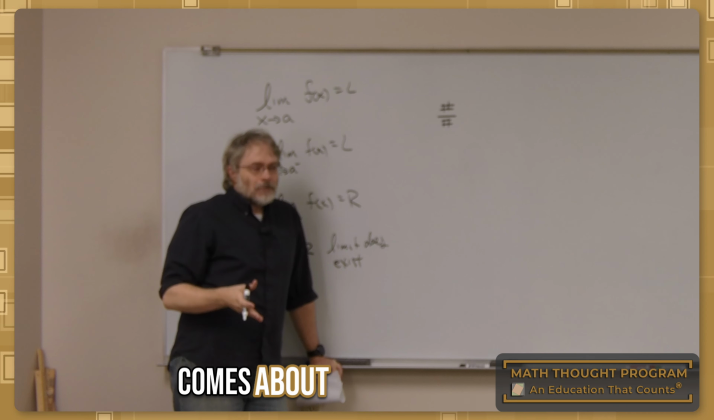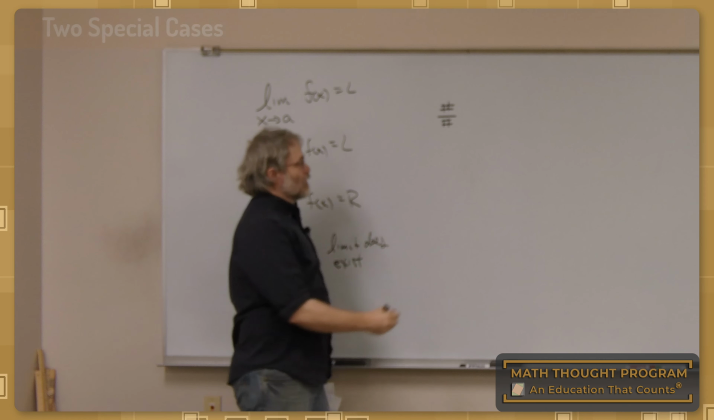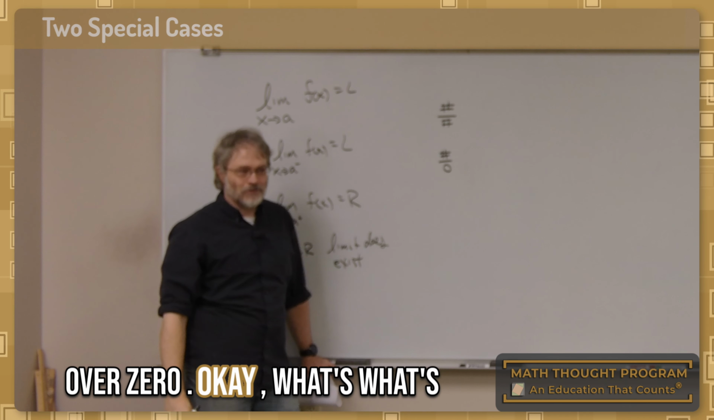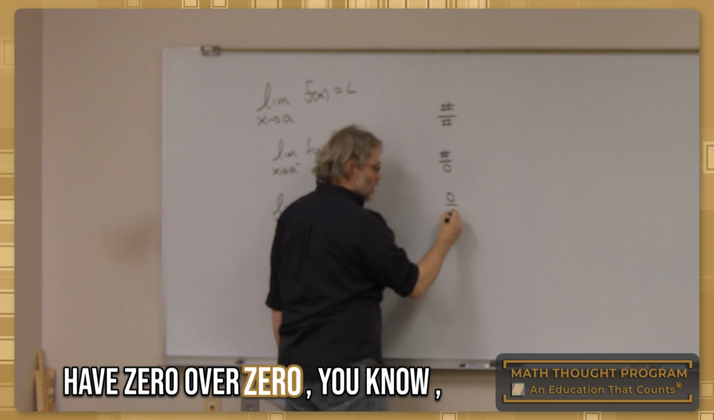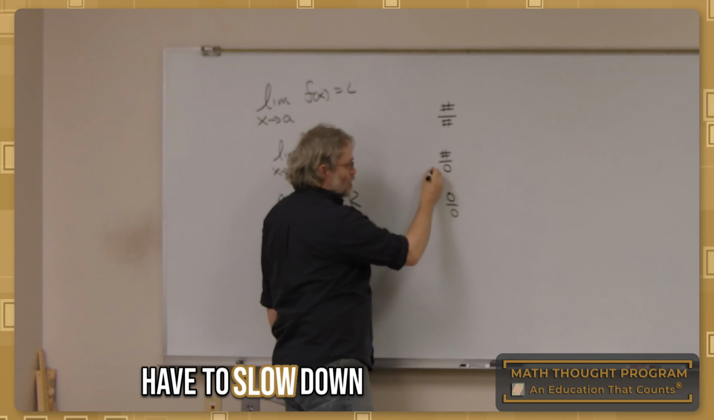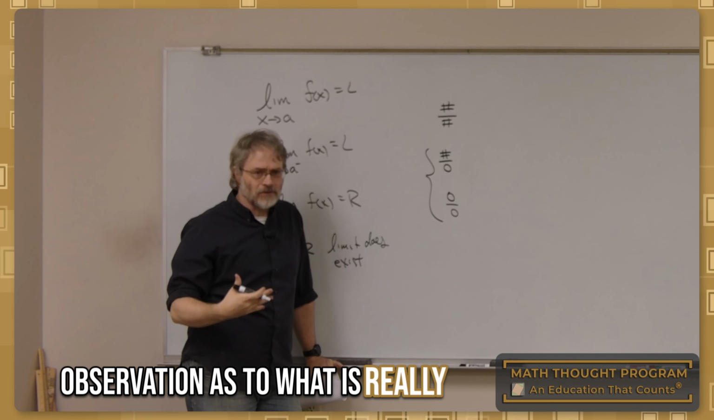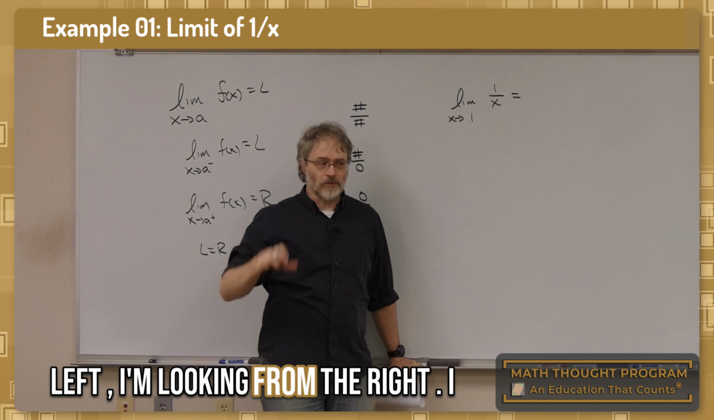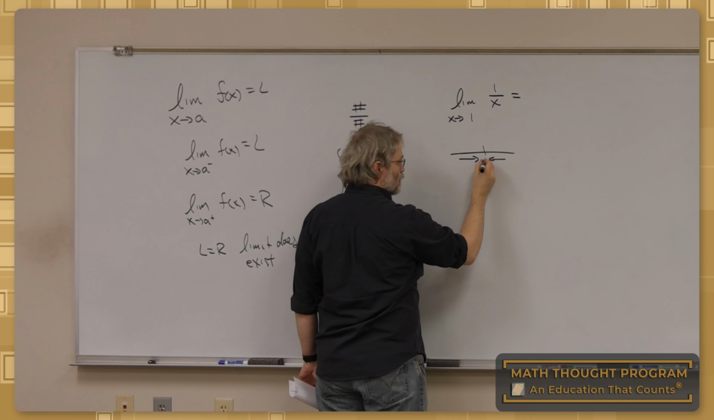The problem comes about when you start getting into those really strange cases. Okay, if you get a case such as you have a number over 0, what's happening then? Or if you were to have 0 over 0, what's going to happen then? So when you get to these cases down here, you have to slow down just a little bit to make some kind of observation as to what is really being played out. Okay, so again, I'm looking from the left, I'm looking from the right. I just want to see what's happening as I approach the value.